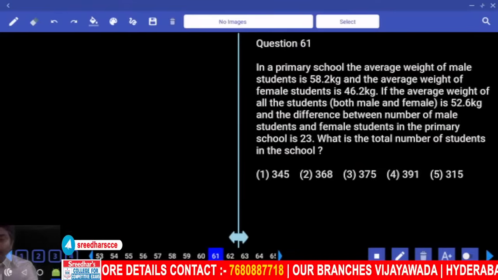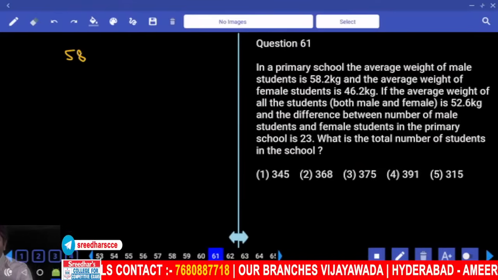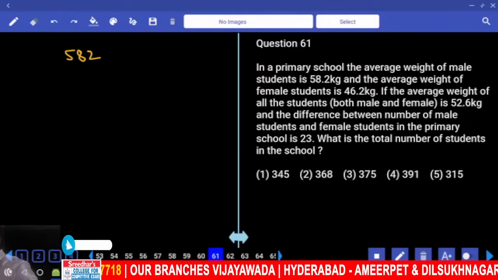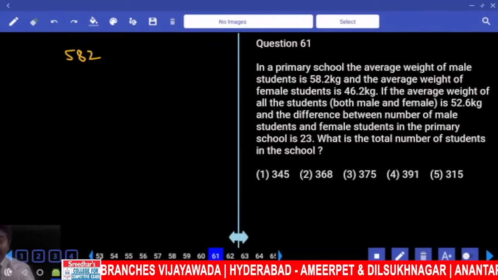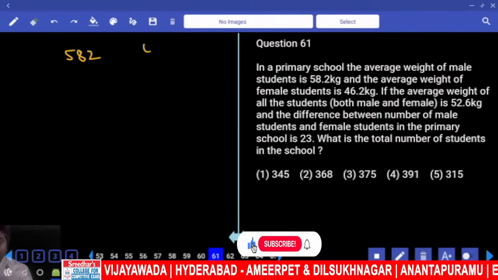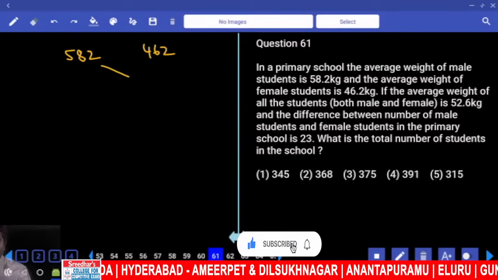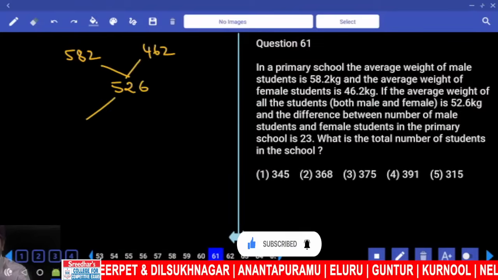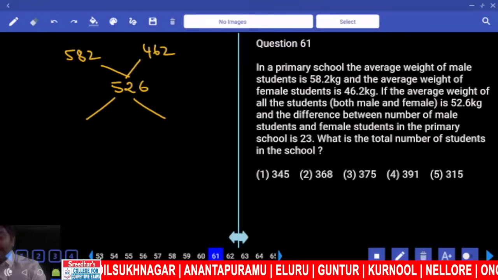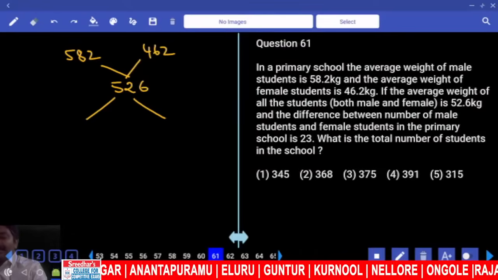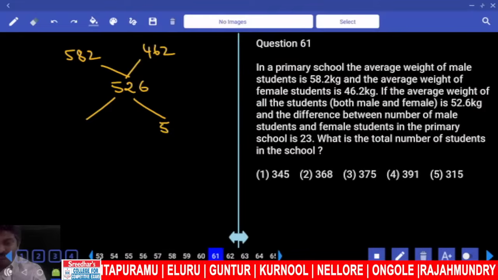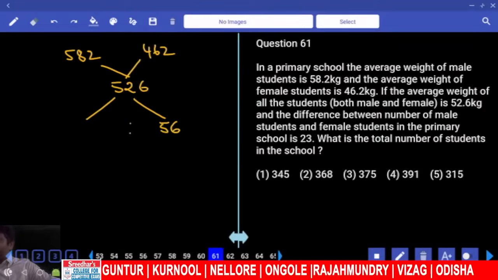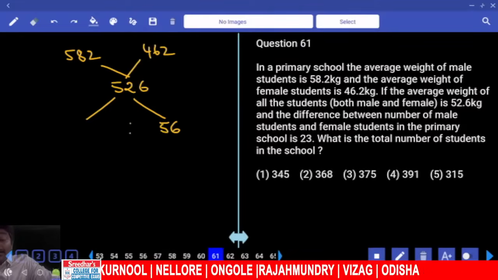Right. Boys average. Everywhere after decimal there is only one digit, so I am writing directly the number, 3-digit number. Female average, class average, 526. Now we'll go for allegation. 582, 526, 56. 462, 526, 64.